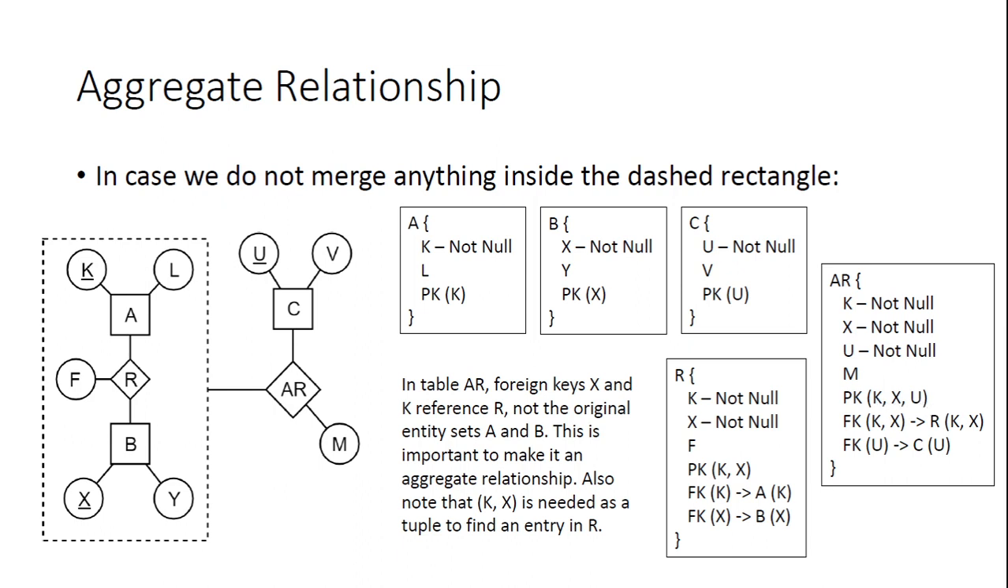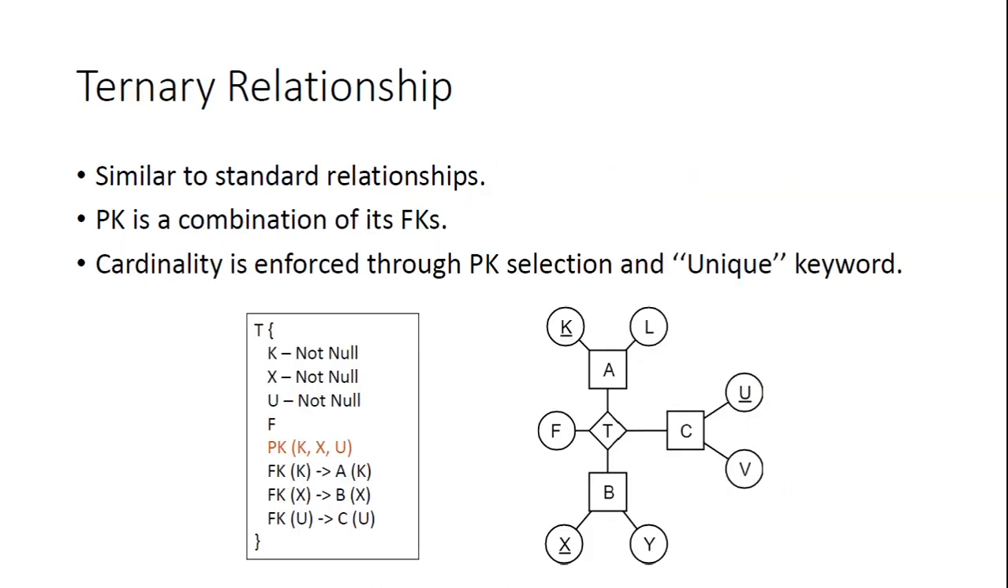So this is an example when we do not merge anything inside the dashed rectangle. In the dashed rectangle, we do not merge anything. Then we need to refer to the relationship. The table of the relationship is called R in this example, and AR refers to table R using the attributes K and X. So the primary key of R is K and X together because this is a many-to-many relationship. If this was one-to-one or one-to-many, then the primary key might change accordingly. But in this example, the relationship inside the dashed rectangle is a many-to-many relationship. Then we need the composite primary key. Any questions about this one?